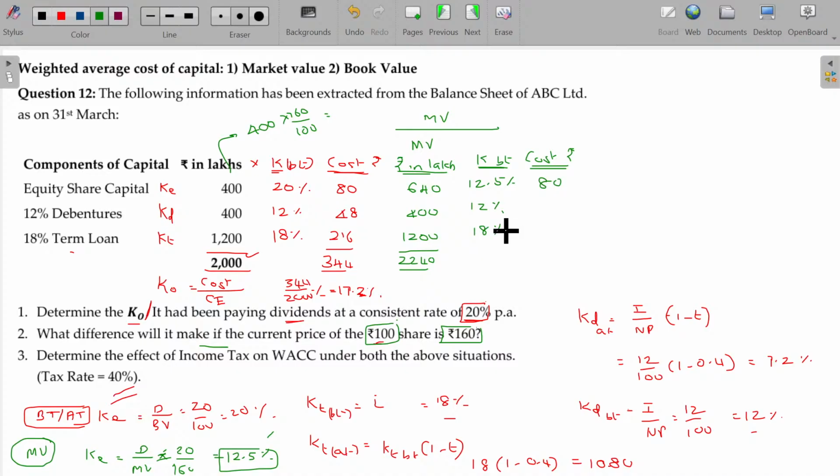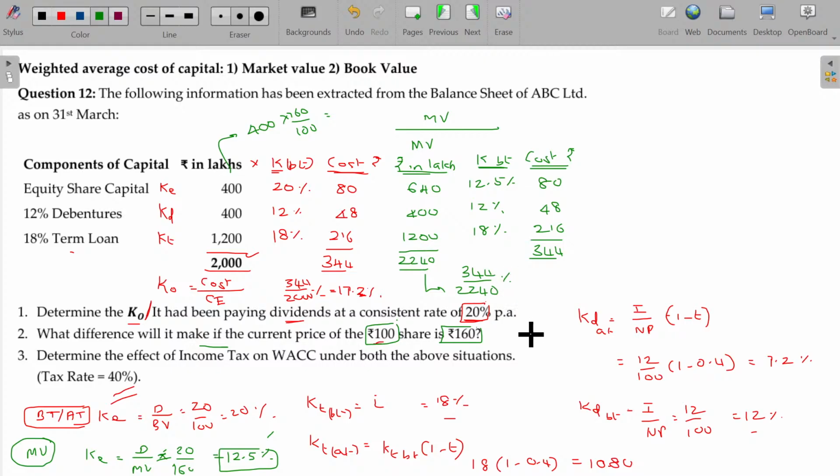Isn't it? The company offers 20% as per the company's record, means based on the book value. From the investor's angle, based on the market value they will consider. The rate may be lesser, but the ultimate dividend will be the same. Here also 80, here also 80 rupees. And debt carries 48 rupees interest. Here, term loan carries 216 interest. The overall amount payable being 344. 344 rupees is payable for the capital employed of 2,240.